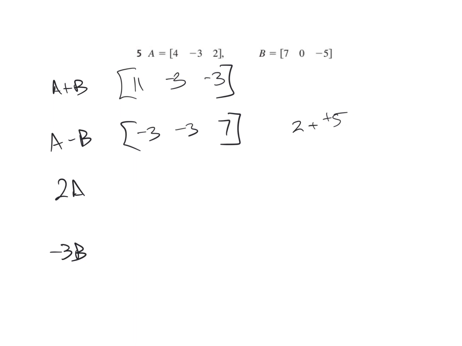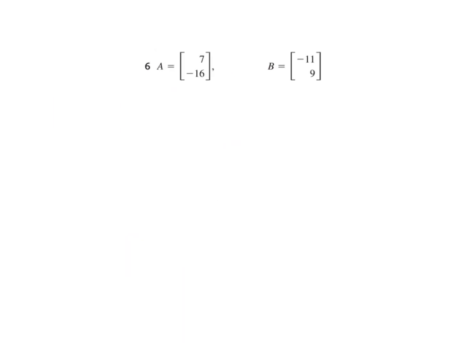Now 2 times A, what do we get when we take 2 times matrix A? I get 8, negative 6, and 4. And what happens when I take negative 3 times B? Negative 21, 0, and positive 15. Okay, so let's go on.